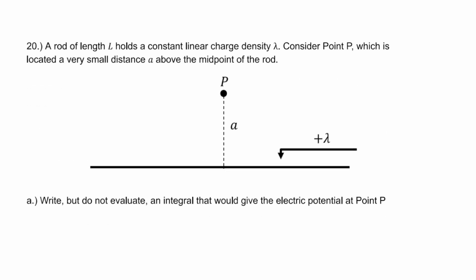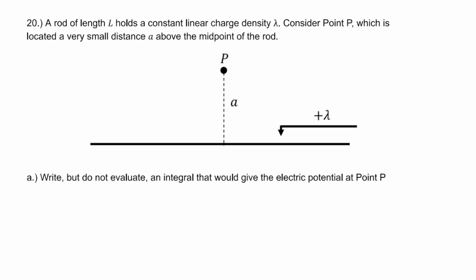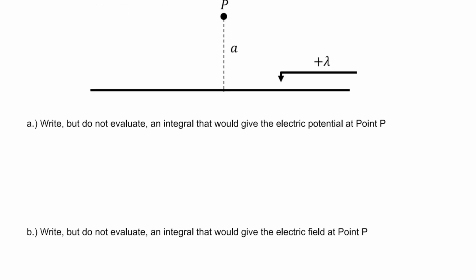All right, electric field integrals. Here we go. A rod of length L has a constant linear charge density lambda. Consider point P, which is a very small distance A above the rod's midpoint. So first thing is we're going to integrate to find field and potential. What's important in these problems is starting from the correct formula and making sure all of our distances are in order. So to find electric potential, we can't use a point charge formula because we have to use the fact that V would be the integral of all of the K dq over R's.